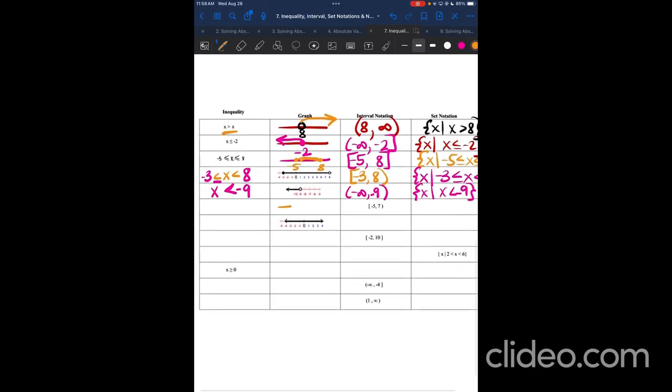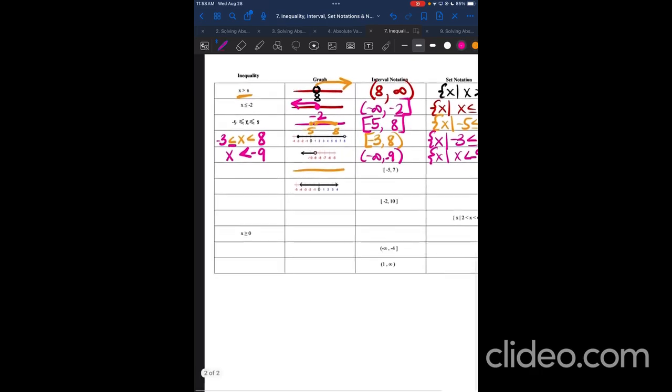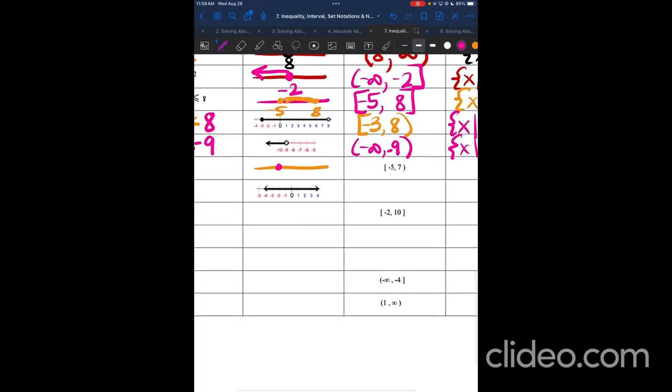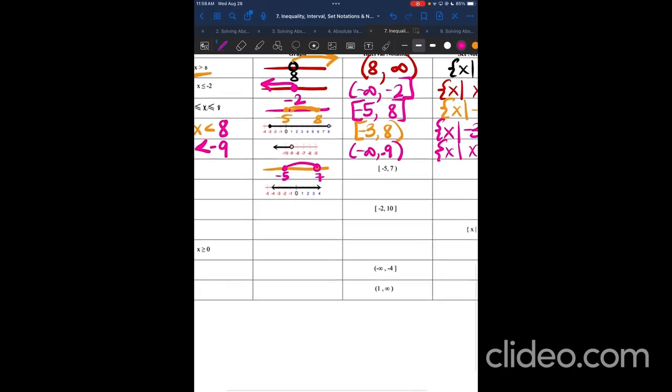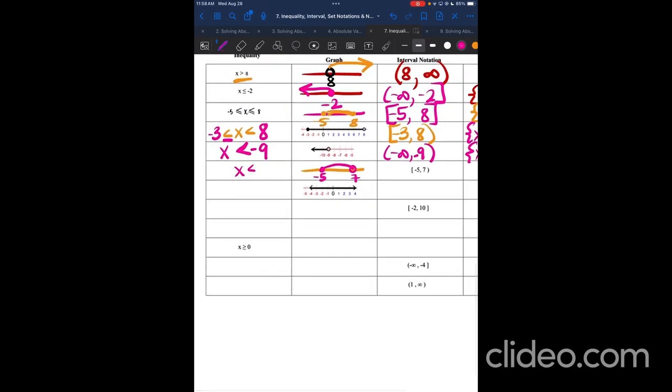Okay, next we have this number line. The -5 should be closed. 7 should be open. So we start off like this. -5 needs the equal sign.